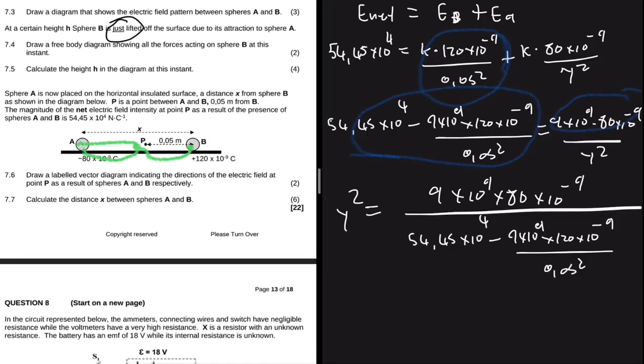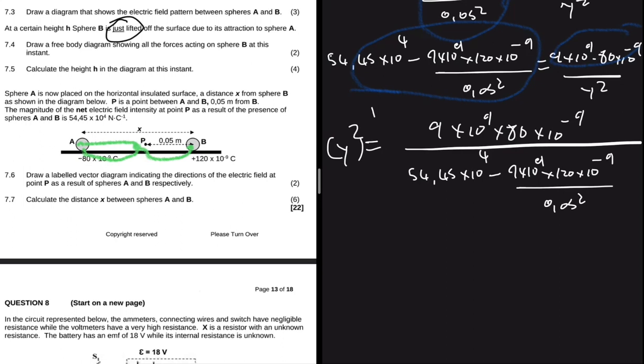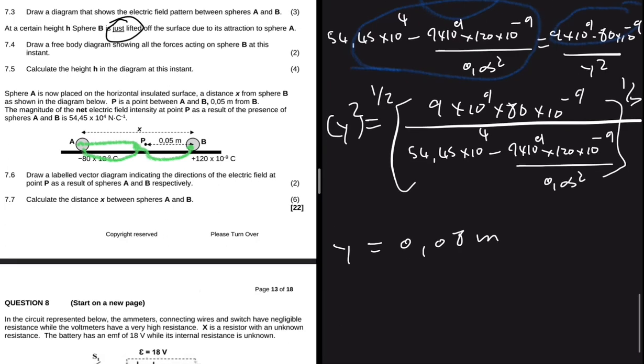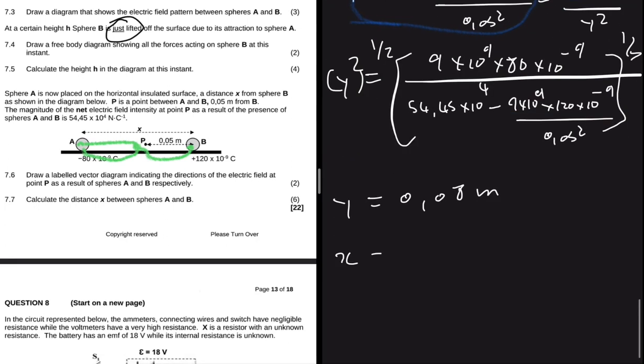And then after this, we will take square roots on both sides. So we have Y squared to the power half, and then this entire expression to the power half. And then if you do that, you're going to get Y is equal to 0.08 meters, right? So X will be 0.08 plus 0.05, which is 0.13 meters.